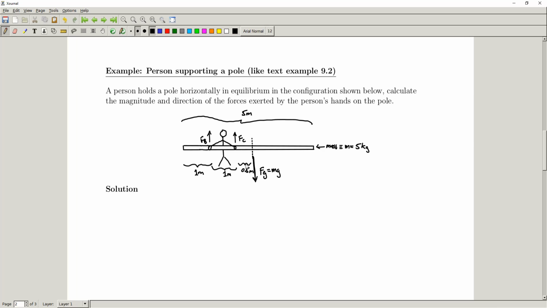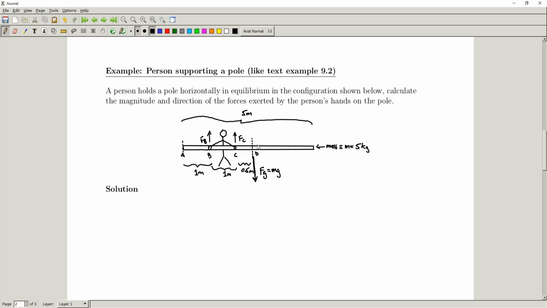And so I'm going to label a few points on this pole, and we're going to consider a number of these different points as the pivots. So I'm going to consider this point here at the end as point A. I'm going to consider the person's right hand here, point B, the person's left hand, point C, and the center of mass, point D.